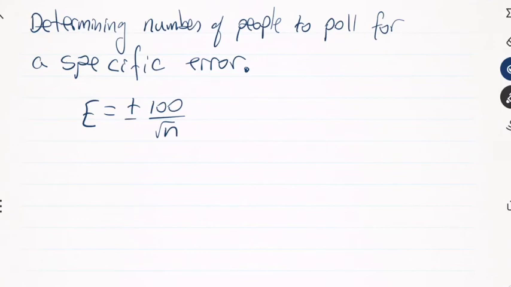Now, if you have a pollster that wants a specific error for a study, they could also use this formula to figure out how many people they should call so that their error is like 3% or 2%. They want it to be a specific value. So first off, since the number of people can only be positive, this plus or minus becomes irrelevant. So let's change our formula to this.